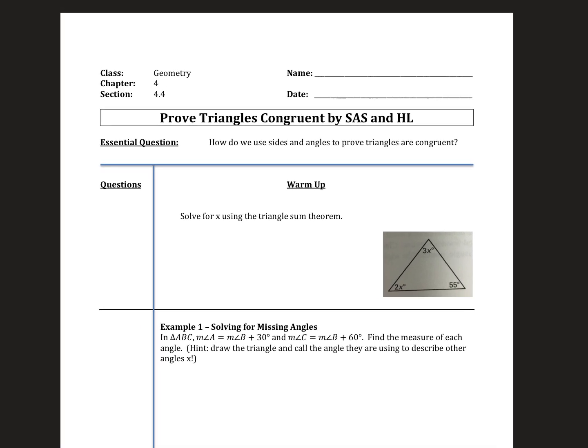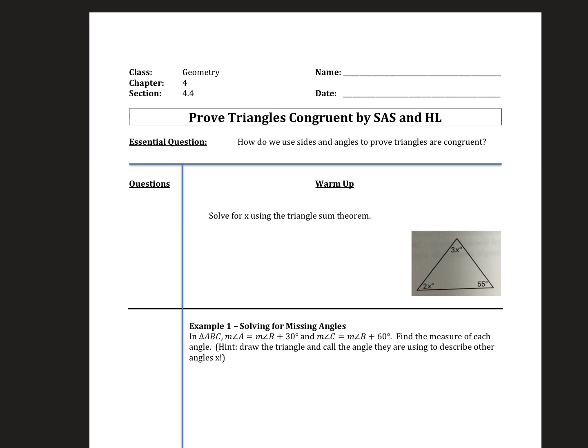We're continuing with 4.4, which is prove triangles congruent by side angle side and hypotenuse leg, is what those stand for. So we're doing more proofs today, a couple more different types of congruence postulates. We had side, side, side for 4.3, and now we have side angle side and hypotenuse leg. Our central question is, how do we use sides and angles to prove triangles are congruent?